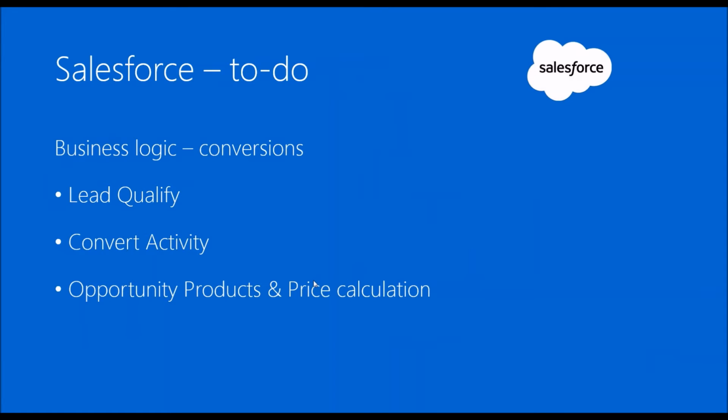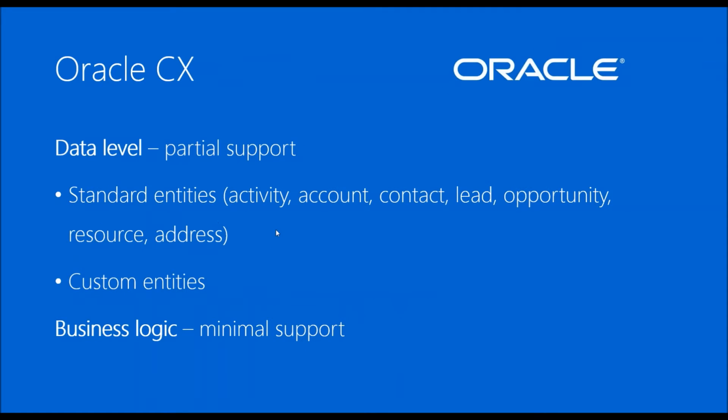There is a bit of to-do on our end as well, especially when it comes to business logic. So, for example, converting or qualifying a lead, converting an activity, or price calculation on opportunities, selecting opportunity products, and so on. This is still on our to-do list. But I still believe that we are on a good track here, and if you start working with this at this very moment, I'm sure that within the next release, we will have all this covered.